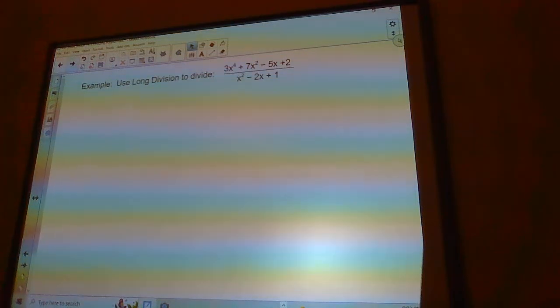Moving right along. Okay, look at this bad boy right here. I'm going to give you a second to pause the video and give this a try, and then we can jump back on and see how you did.